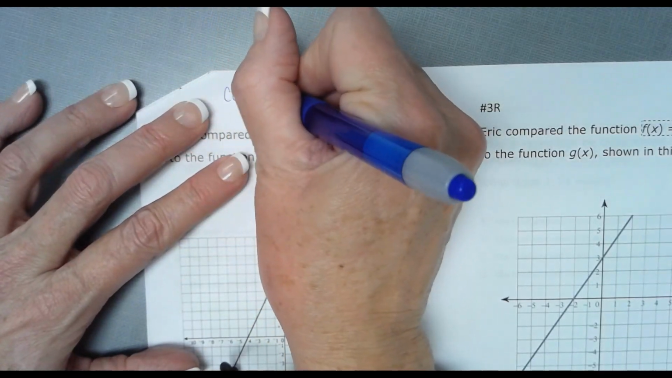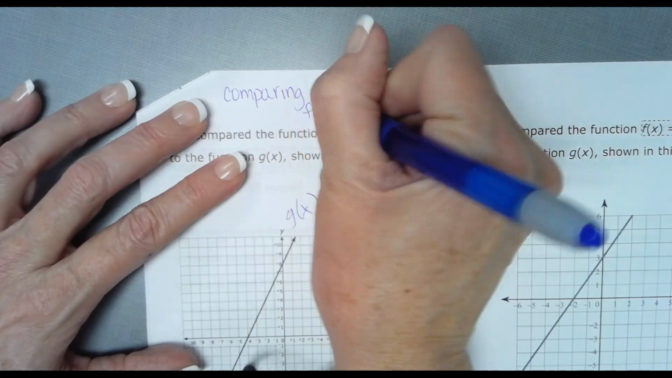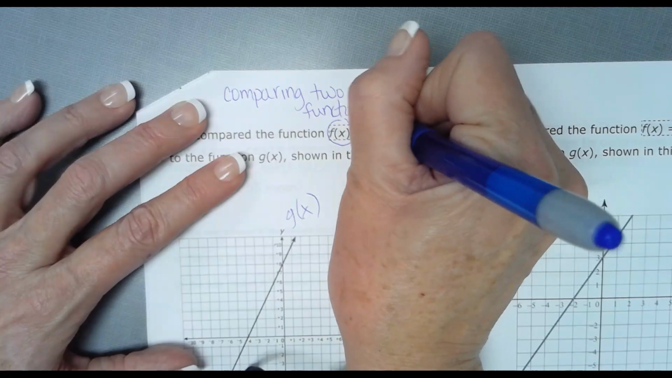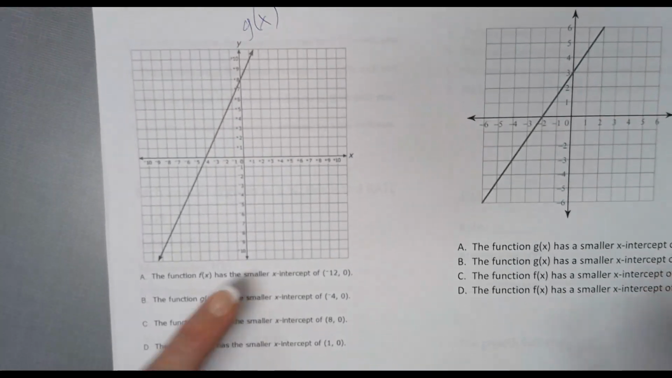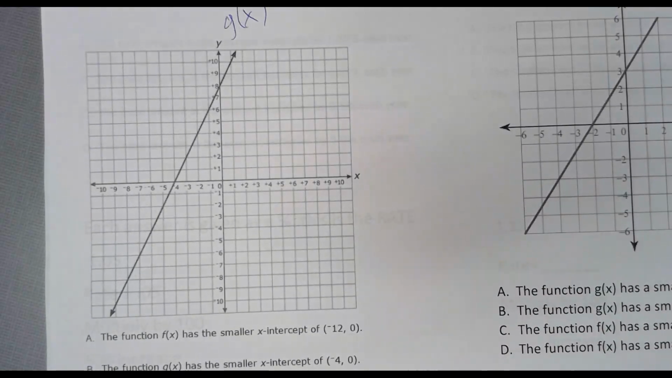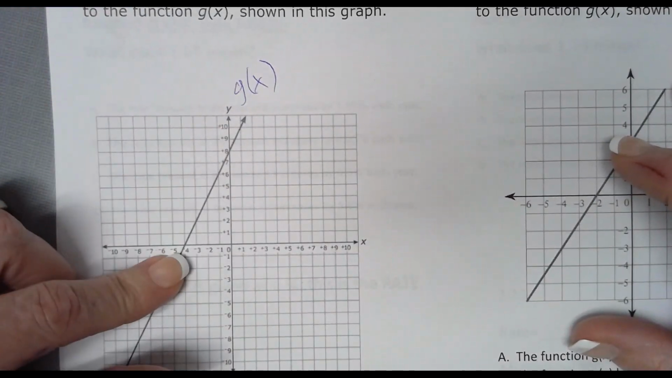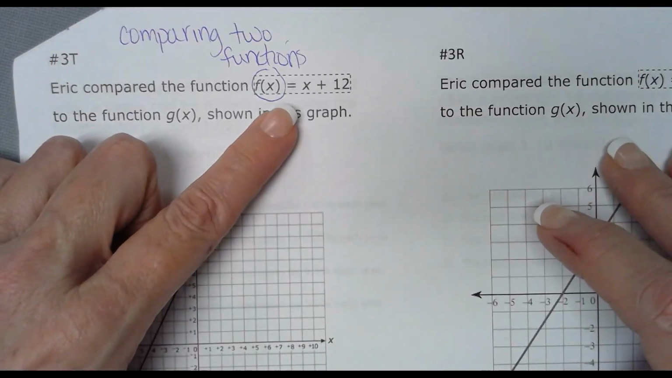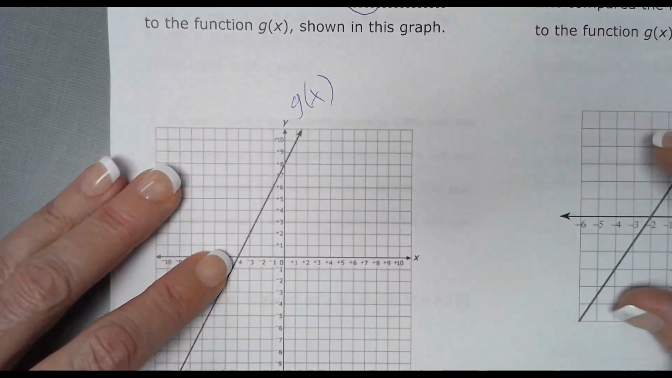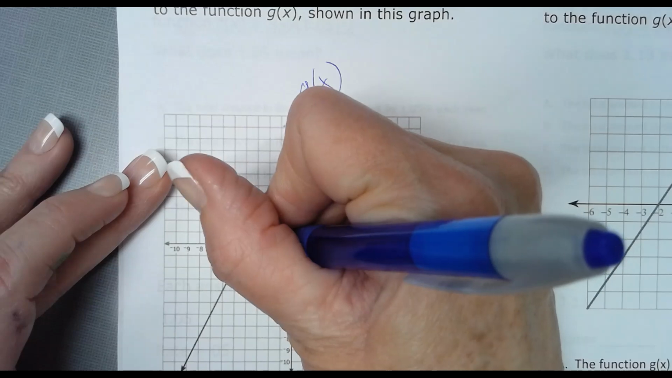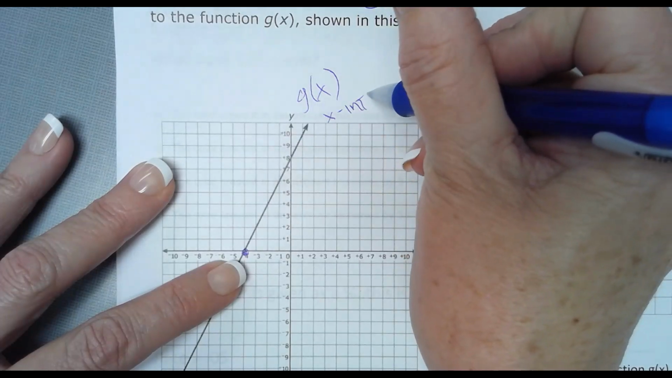Comparing two functions. Okay. Comparing two functions. So now let's see what they're talking about. Well, if you read, it continues to talk about the x-intercepts here. So we're comparing the x-intercepts. So I need to find the x-intercept for the function g of x, which is a graph, and I need to find the x-intercept for f of x, which is an equation. So if you go back to your yellow foldable, finding the x-intercept is pretty simple on a graph. It's just where the line crosses the x-axis. So for g of x, the x-intercept is -4.